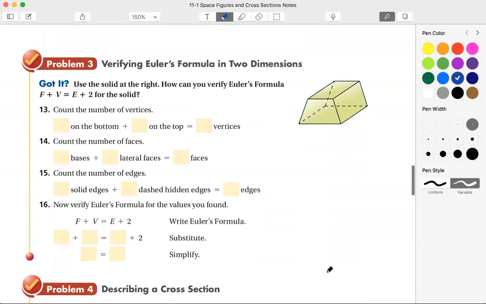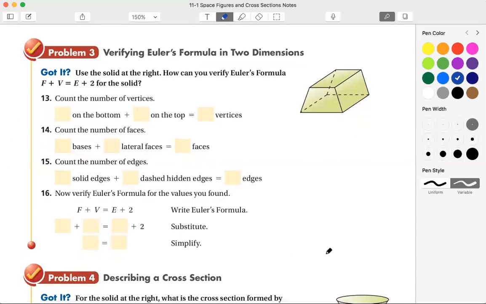Okay. Using the solid at right, how can I verify Euler's formula, F plus V equals E plus 2, for the solid? We could count the number of vertices. There are 4 on the bottom, 4 on the top, and 8 total vertices. Bases: there are 2 bases and 4 lateral faces, with a total of 6 faces. Edges: there are 9 solid edges, 3 dashed edges, and 12 edges total. Now let's plug that in. Does 6 plus 8 equal 12 plus 2? Does 14 equal 14? Yep.